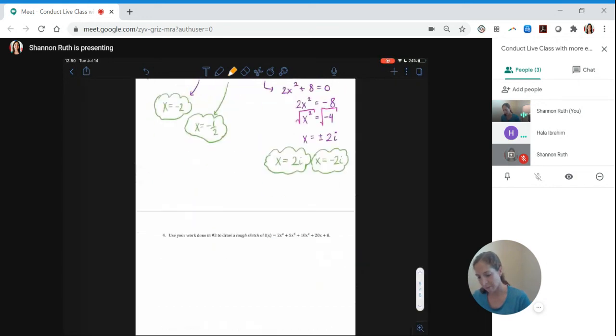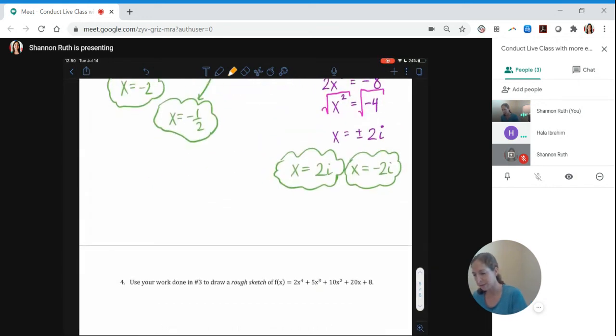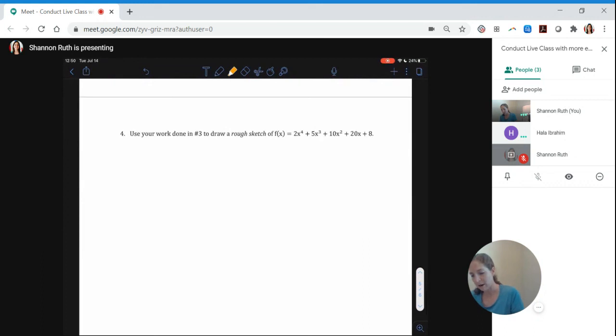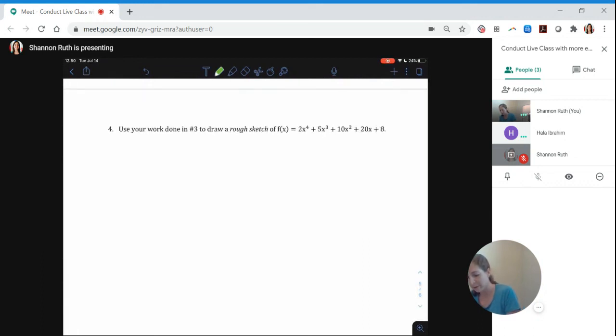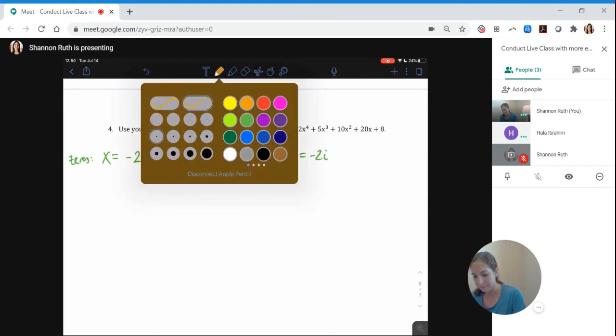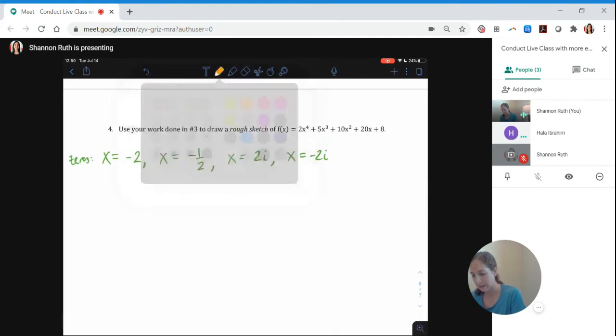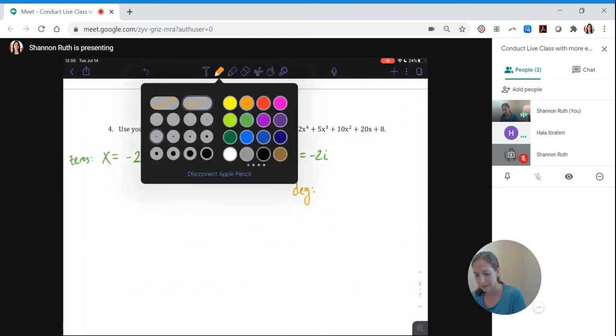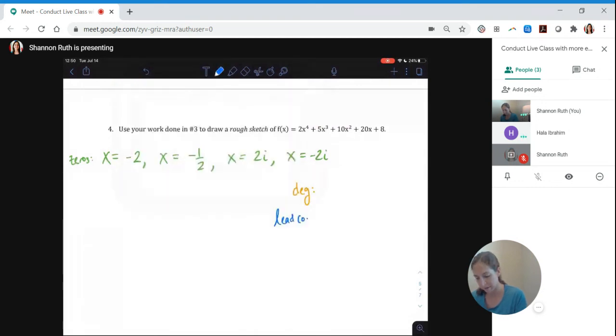So I think we go on from here just to draw a rough sketch. So I'll go ahead and just carry down the zeros we just found. So we found -2, x equals -1/2, x equals 2i, x equals -2i. And let's also comment real quick on the degree and the leading coefficient, because it's the combination of zeros plus this that tells us how to graph.